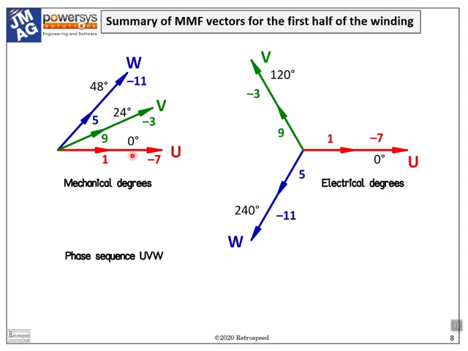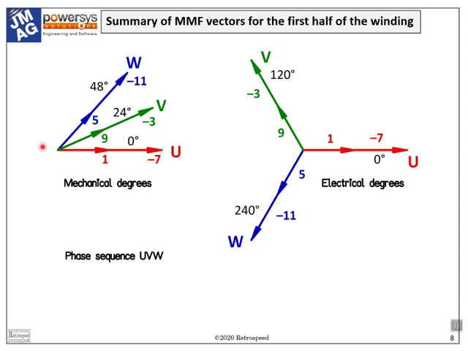120 degrees later in the time domain, the rotor has moved forward 24 mechanical degrees, and the current will be maximum in phase V, which comprises coils 9 and 3 reversed. At 240 electrical degrees in the time cycle, the rotor has advanced 48 mechanical degrees, and the current is maximum in phase W, which comprises coils 5 and -11. All this is represented in the MMF diagram.